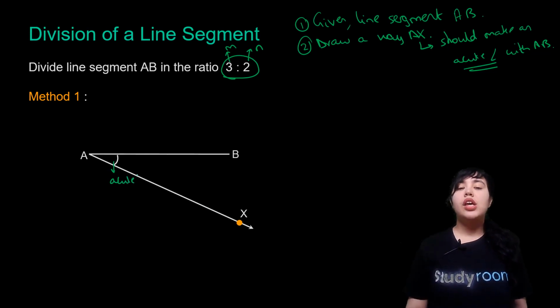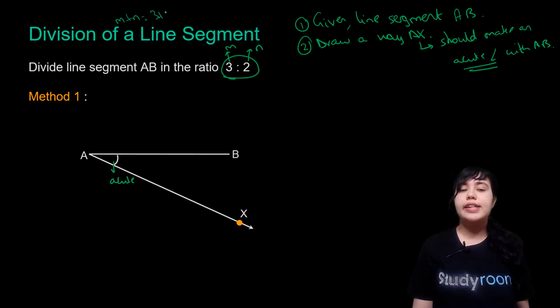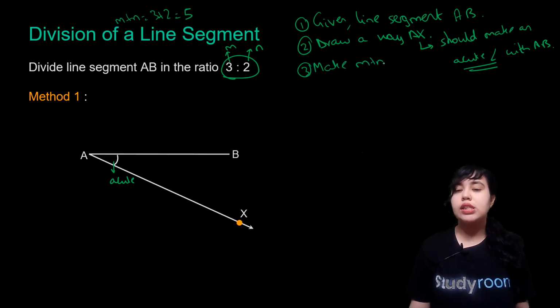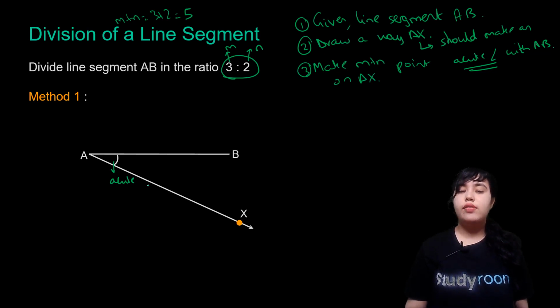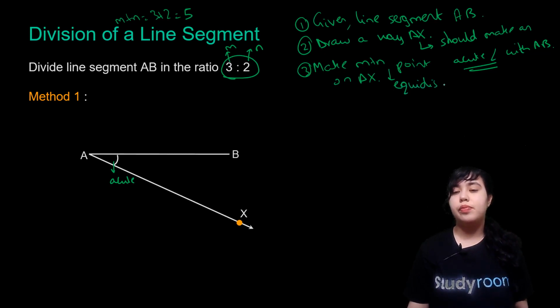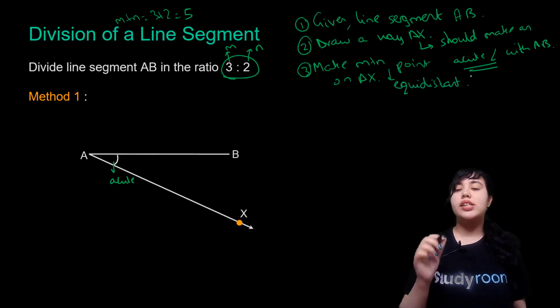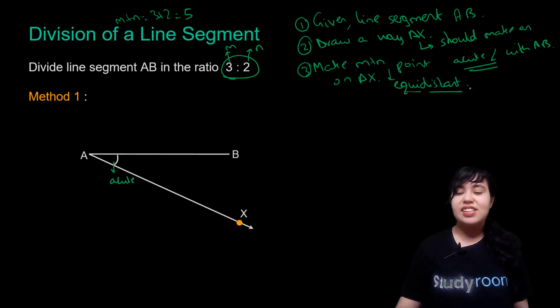What's the next step? You do M plus N. In this case, M is 3, N is 2, so M plus N is 5. So you have to make M plus N points on the ray AX, but all these points should be equidistant. That is the catch here. Equidistant means they should be at the same distance from one another, equal distances.